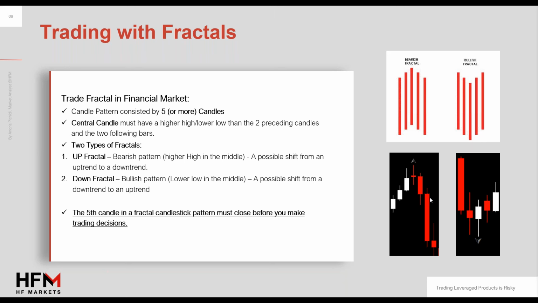The same stands for the down fractal. In order to have a down fractal, it means that the two preceding candles had a higher low than the middle one, and the two following candles also had a higher low than the middle one. So we have a down fractal, which is a bullish formation. It indicates that the asset price will start moving to the upside. So the down fractal is a bullish indicator, while the up fractal has a bearish indication, which suggests a possible shift from an uptrend to a downtrend.